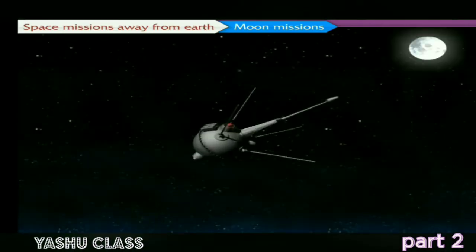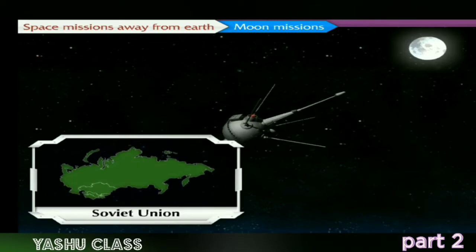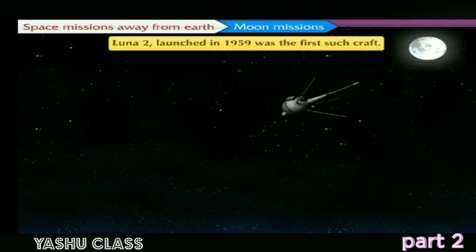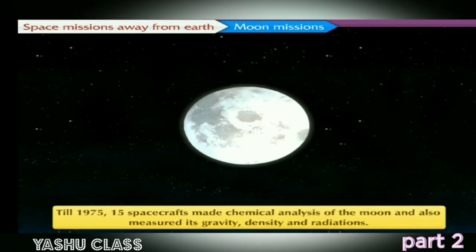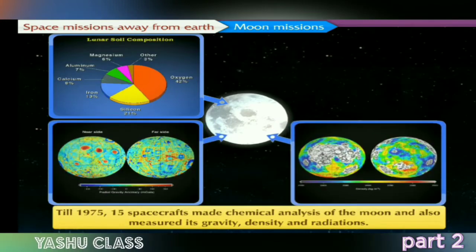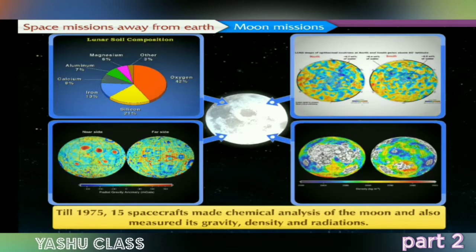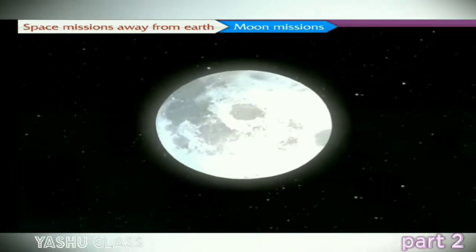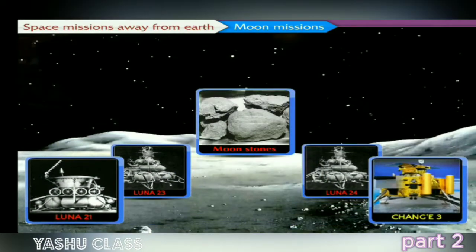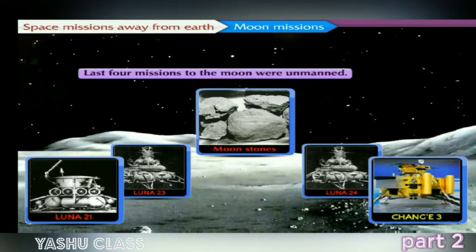The spacecrafts in the Luna series sent by Soviet Union reached near the Moon. Luna 2, launched in 1959, was the first such craft. After that, till 1975, 15 spacecrafts made chemical analysis of the Moon and also measured its gravity, density, and radiations. The last 4 crafts even landed on the Moon and brought the samples of stones on the Moon for analysis in laboratories. All these missions were unmanned.